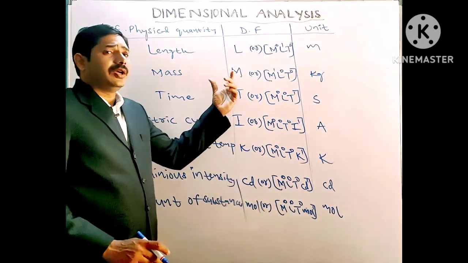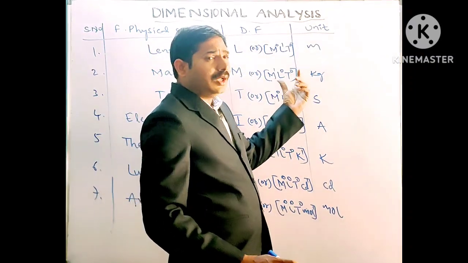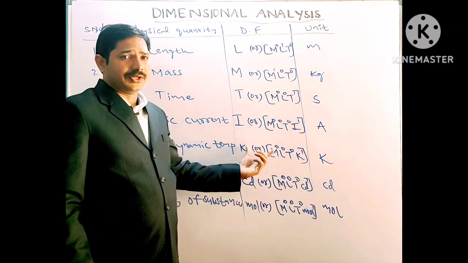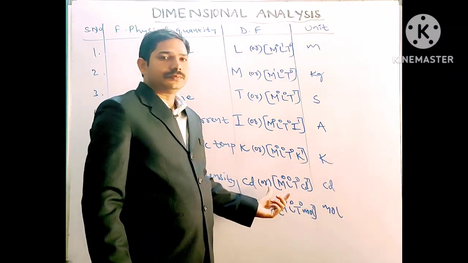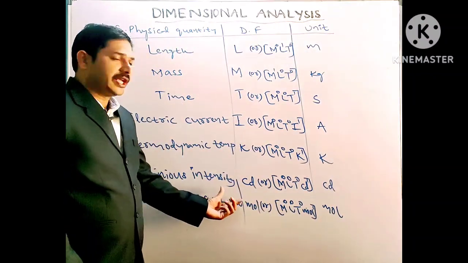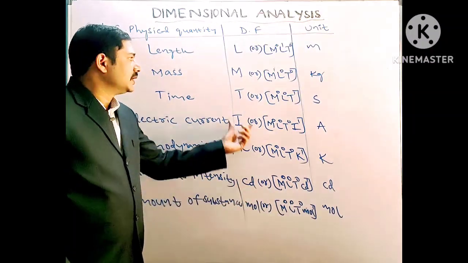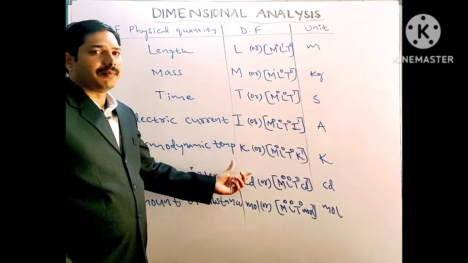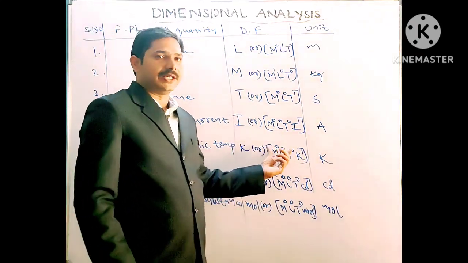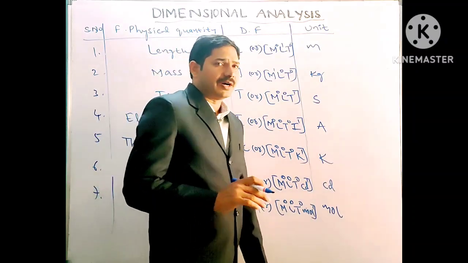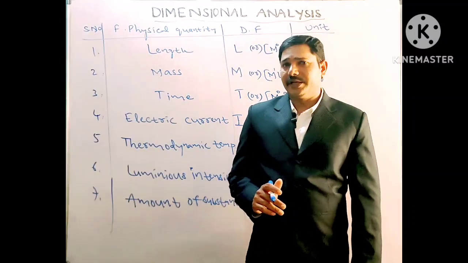If we observe, all dimension formulas are represented with capital letters only. The last two, luminous intensity and amount of substance, we are denoting with small letters. The rest of all dimension formulas we are representing with capital letters only. 95% of dimension formulas we have to represent in capital letters only.